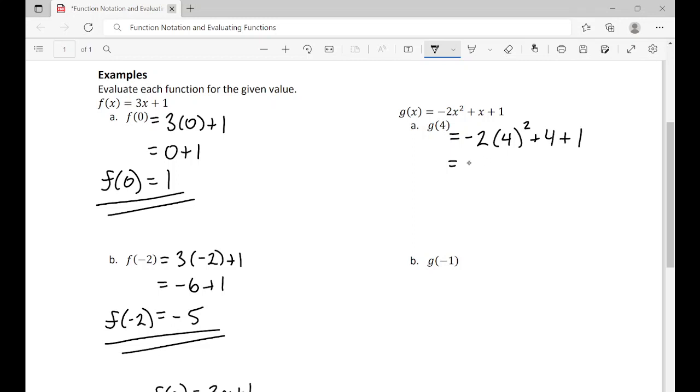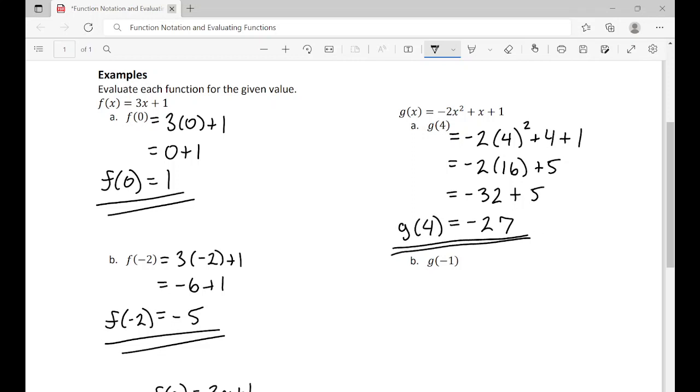4 squared is going to be 16. 4 plus 1 is going to give us 5. Negative 2 times 16 is going to be negative 32 plus 5. And then negative 32 plus 5 is going to give us negative 27. So g of 4 is negative 27.